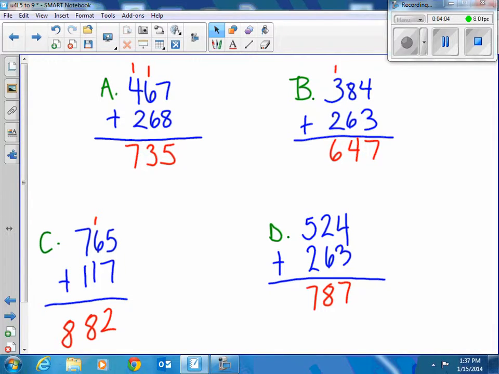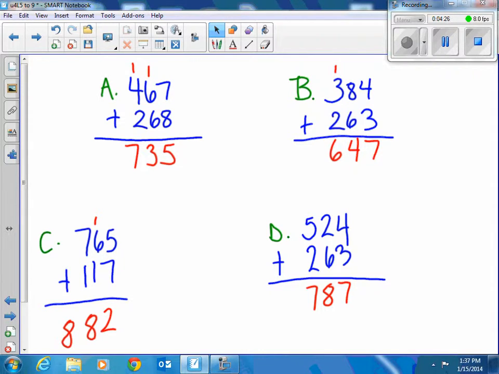For which exercises or which problems did you need to group ones to make a new 10? All right? Which problems did you have to regroup the 1? There are actually 2 answers for this, and I'll give you an example. I'll give you one of them, and you tell me what the other one was.